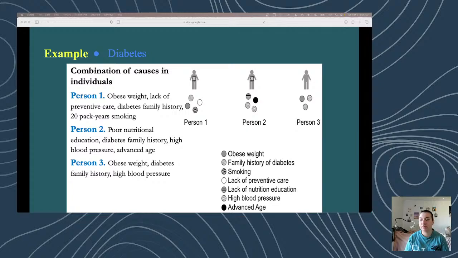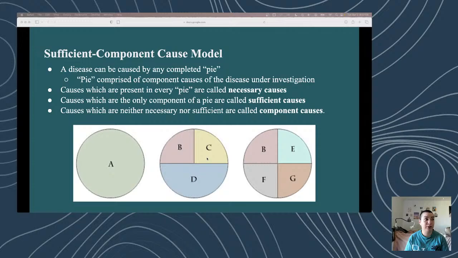I'm going to complicate this with even more circles. This is the sufficient component cause model. You'll see this more frequently, and I think it's a little bit outdated because we know how rare it is for simply one thing to cause a case of disease. But you'll see this more often.